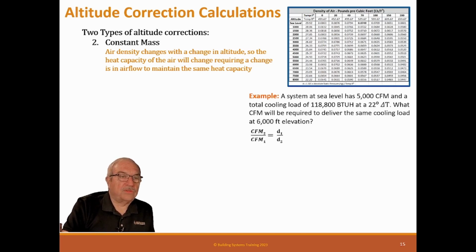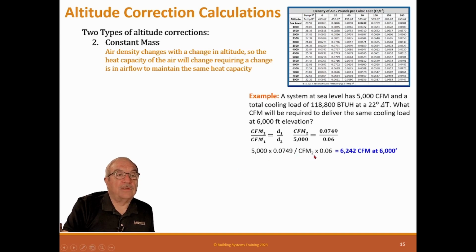So it's CFM2 over CFM1 equals D1 over D2, the same formula. CFM2 over the 5,000 CFM over that same ratio, except it's reversed. If you notice, it's D1 over D2. So it's 5,000. We're going to cross multiply again. It's 5,000 times 0.0749 equals CFM2 times 0.06, which means to do this much BTU, you'd have to have 6,242 CFM at altitude to do that same load. And that's a calculation we must do all the time, especially when I was commissioning a job. I would look at the equipment they're sitting up there and see if it can actually do the same load at altitude by running this calculation.